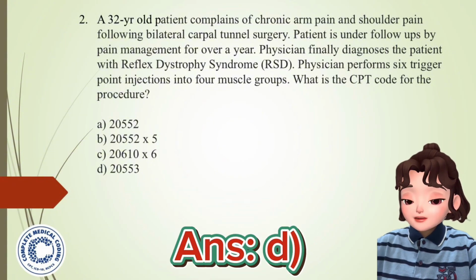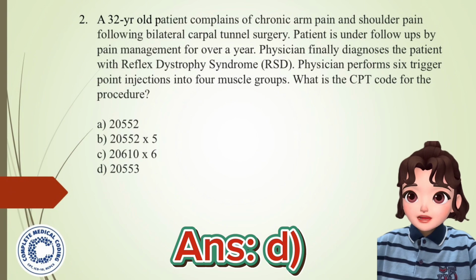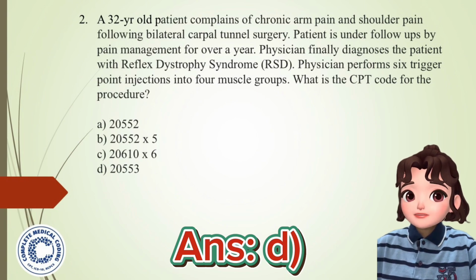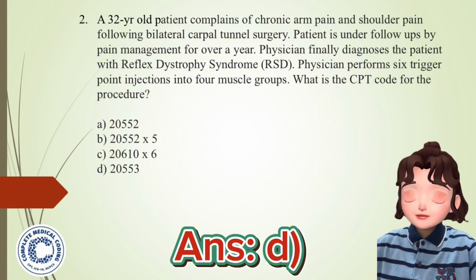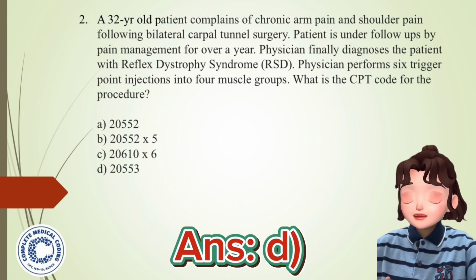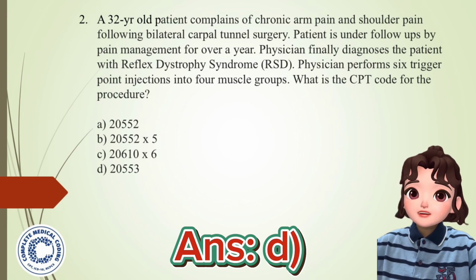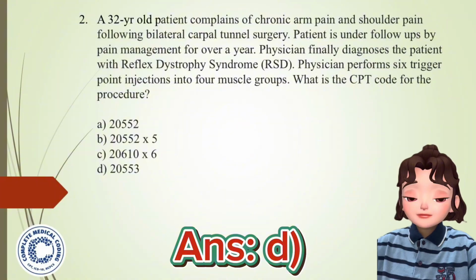Injection, single or multiple trigger points, 3 or more muscles. You don't have to multiply the code again by 4 or 3. Nothing like that, because it's in the CPT code description itself that it covers single or multiple trigger points. Here we have 6 trigger points, which means multiple, and then 3 or more muscles. So 4 muscle groups also comes under this description. So 20553 is the answer.